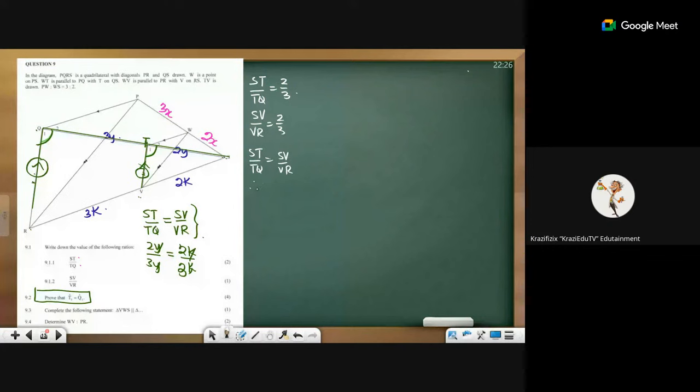Therefore, TV is parallel to what? QR. What's your reason? Converse of what? Proportionality theorem. Therefore, T1 equals Q1. What angles? TV is parallel to QR. We are done.